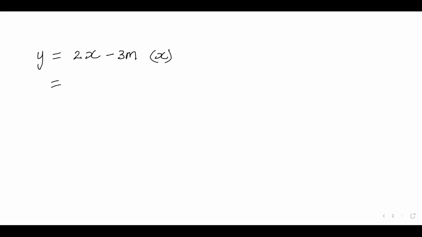We need to make x the subject of the formula. So is that negative 3m? Well, you tell me. You're not seeing it? Oh, well, we have to remove negative 3m by adding another 3m.